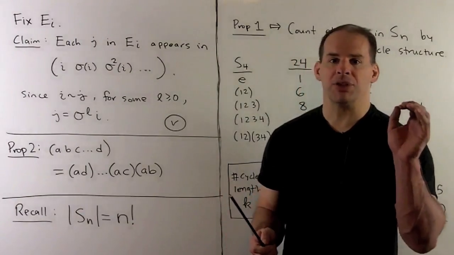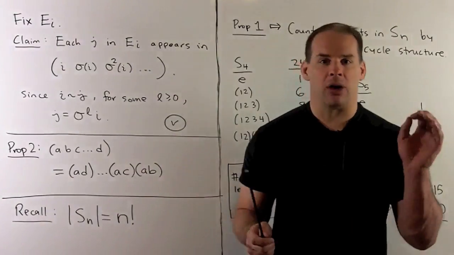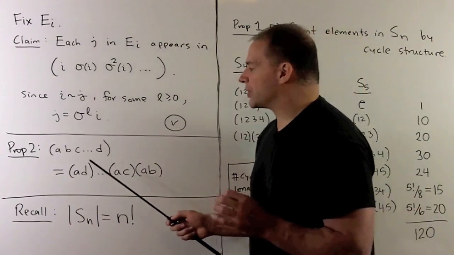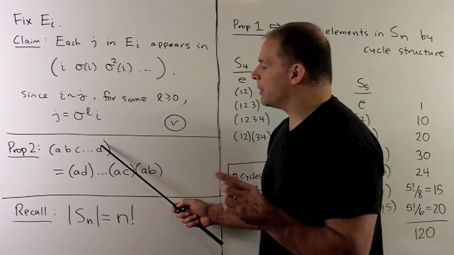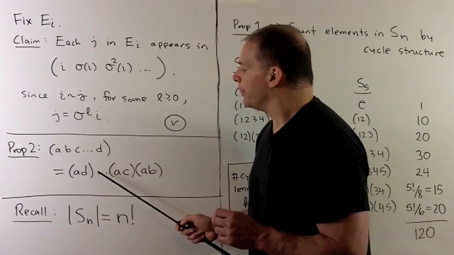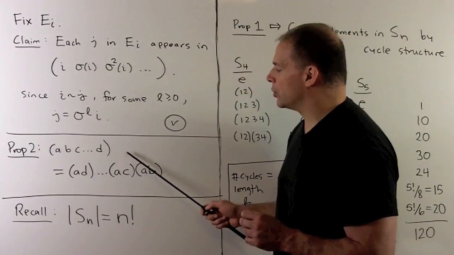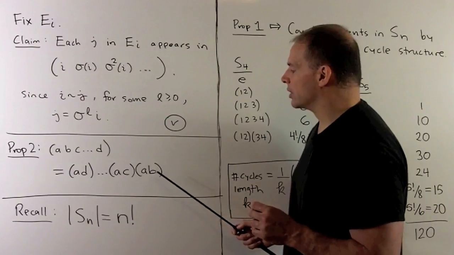Now, for proposition 2, we can take proposition 1 and apply the following recipe. So if I have the cycle A, B, C all the way up through D, this can be written as, okay, we're going to go in reverse order. The 2 cycle AD, we go all the way down until I get to the 2 cycle AC, 2 cycle AB. So let's check this.